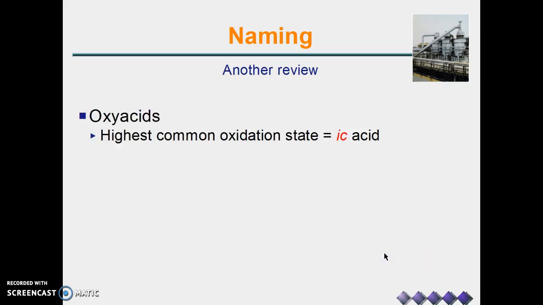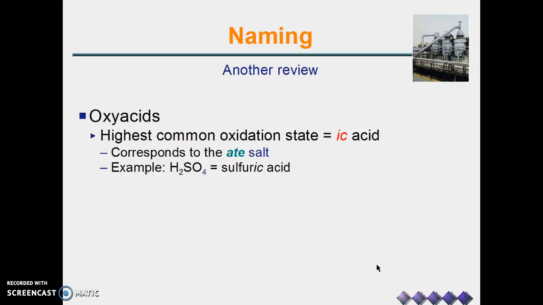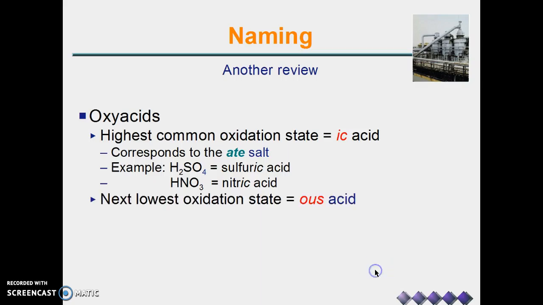Oxyacids: the highest common oxidation state of the element that's going to be oxidized in the compound to make it, like sulfur or phosphorus. The highest common oxidation state gives you the -ic acid. It corresponds to the -ate salt. So for instance, sulfuric acid, H2SO4, would be related to sodium sulfate. Nitric acid would be related to sodium nitrate.